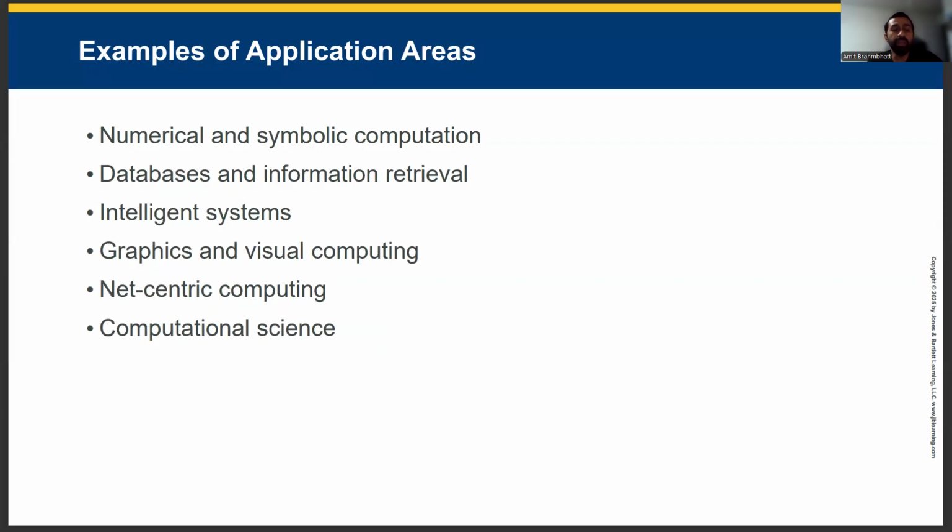Application areas. Application areas apply computing to real-world domains: numerical systems and symbolic computation, databases and information retrieval, intelligent systems, graphics and visual computing, net-centric computing, and computational science. These are where users feel impact, discovering drugs, rendering films, answering questions, or modeling climate. The best work often happens at the intersection of systems and applications.